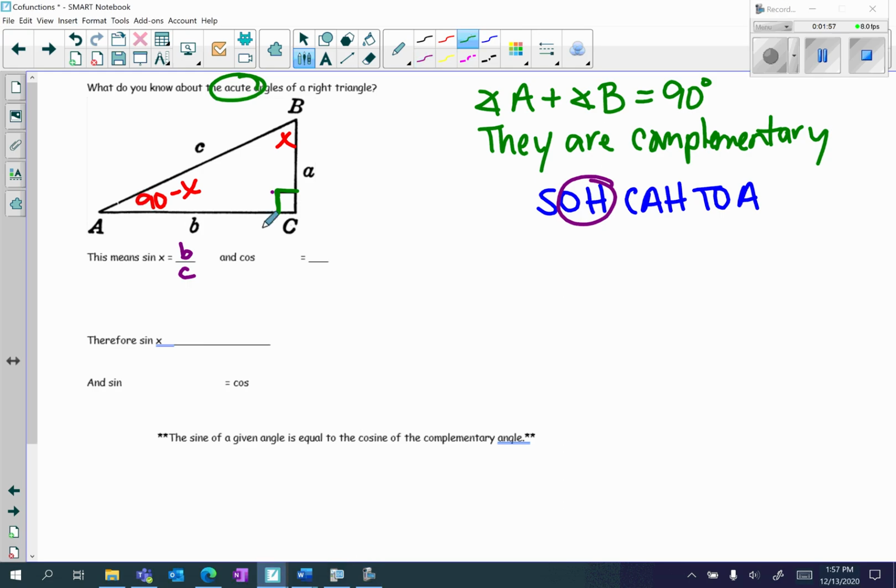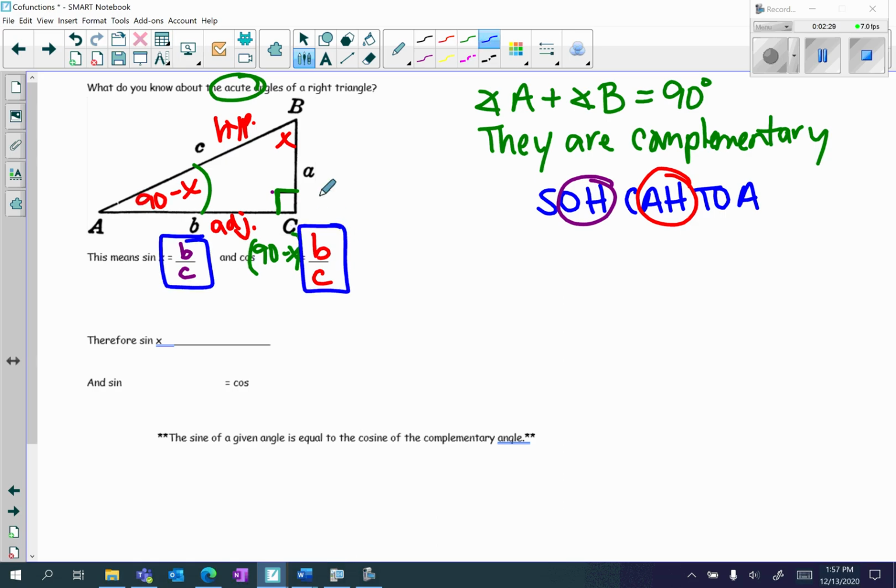Now, let's find cosine of 90 minus x. So here we are at 90 minus x. That's our central angle. And remember, cosine is adjacent over hypotenuse. So my adjacent is B, and my hypotenuse is C. So cosine of 90 minus x is equal to B over C. Notice they're equal to the same thing, B over C. So therefore, sine of x is equal to cosine of 90 minus x.